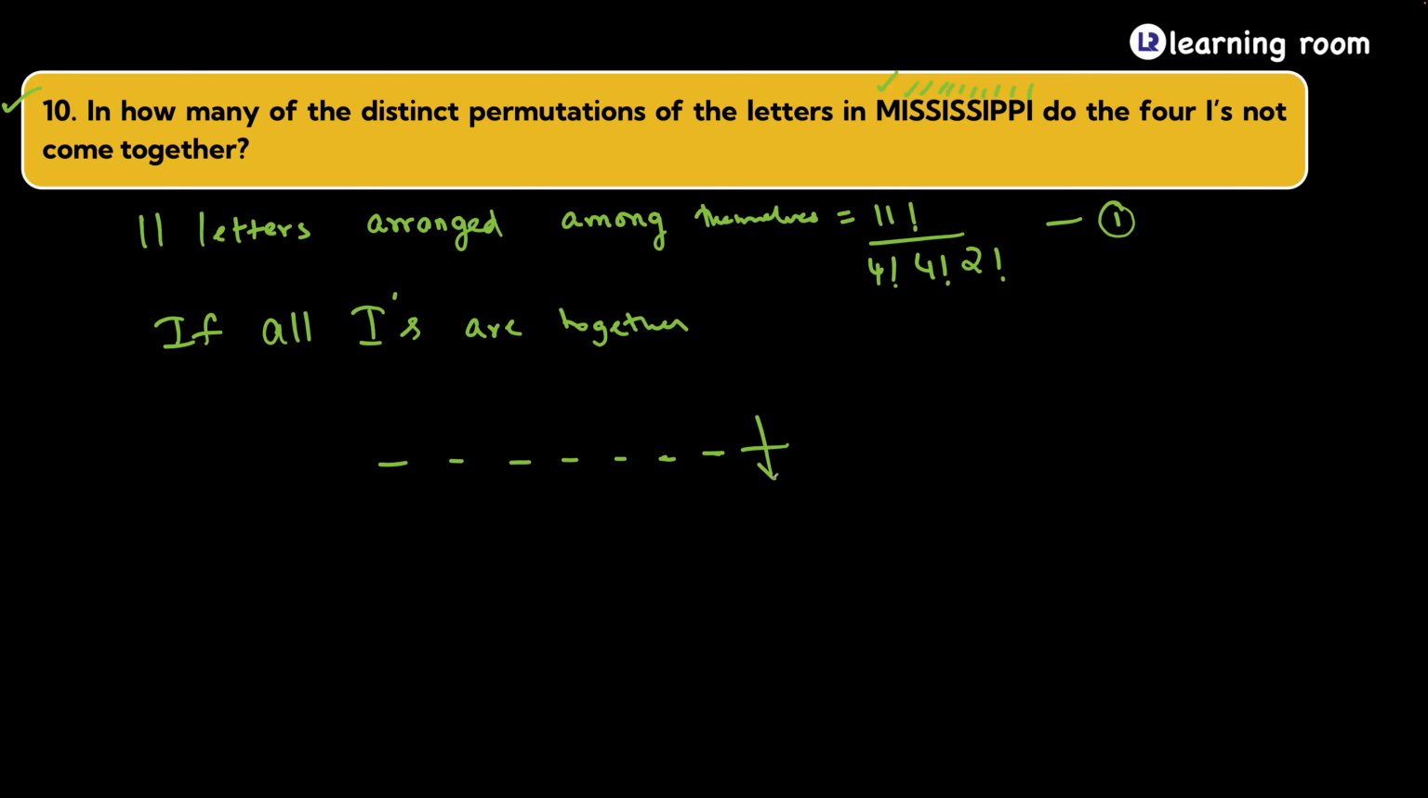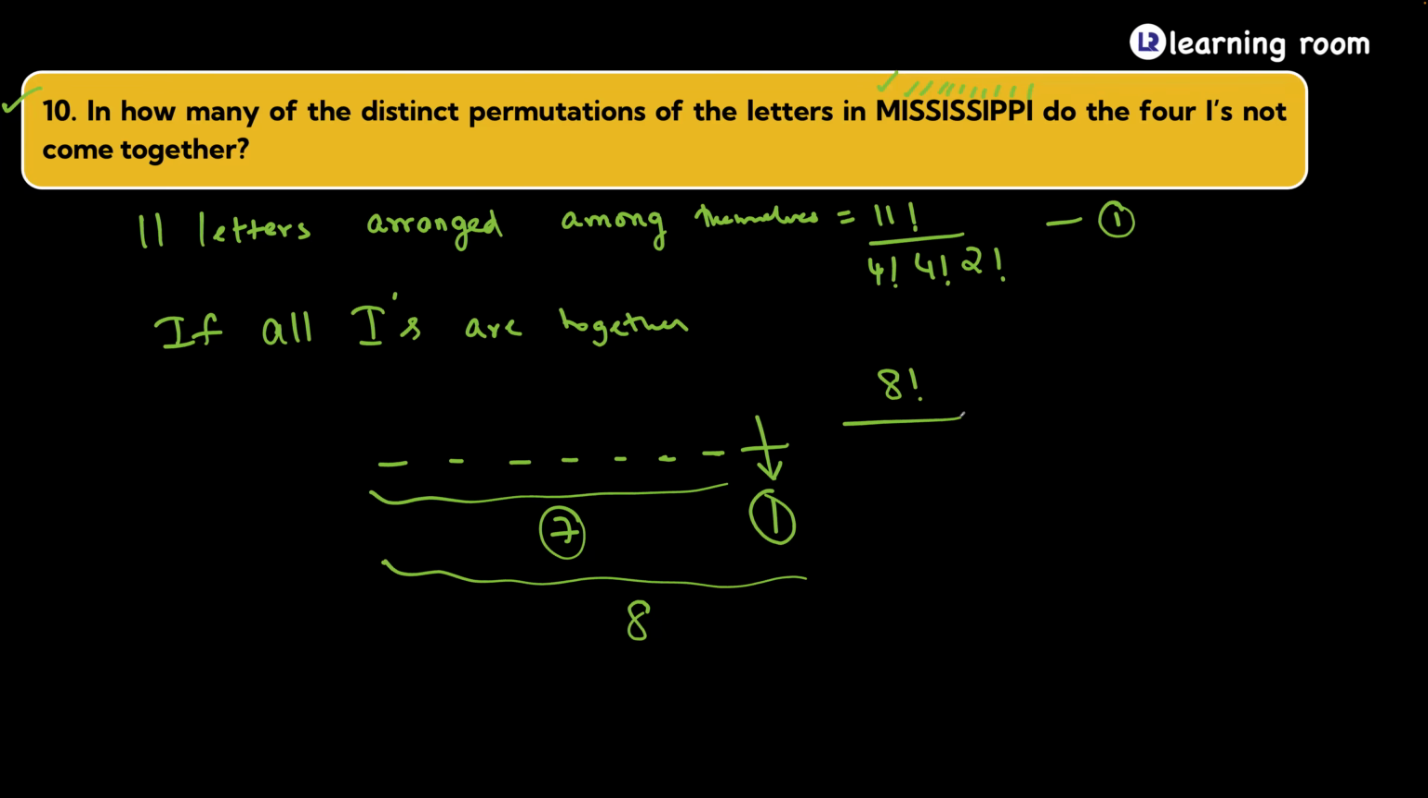So here you can fill all the I's treated together as one object in one way. Right? How many more blank spaces do you have? 7. So in those 7 blank spaces, you can rearrange the other letters as 7 factorial. But listen to this carefully. 7 plus 1 should be treated as 8 objects. The 8 objects among themselves can be arranged in 8 factorial ways divided by, in that 8 factorial also, there are letters other than I that are repeating. What are they? They are S and P. So S is repeating itself 4 times, so 4 factorial, and P is repeating itself 2 times, so 2 factorial.